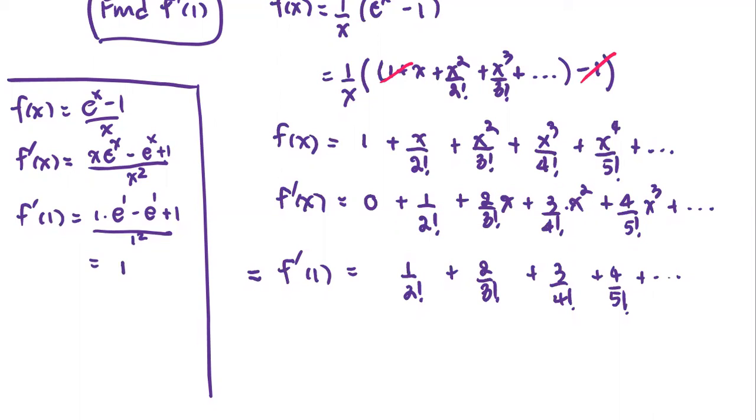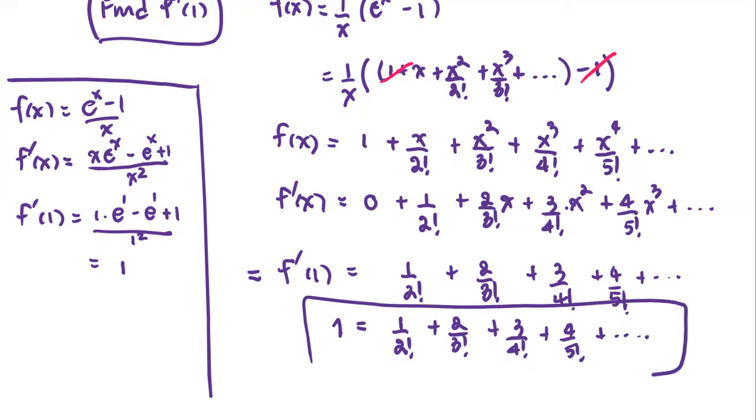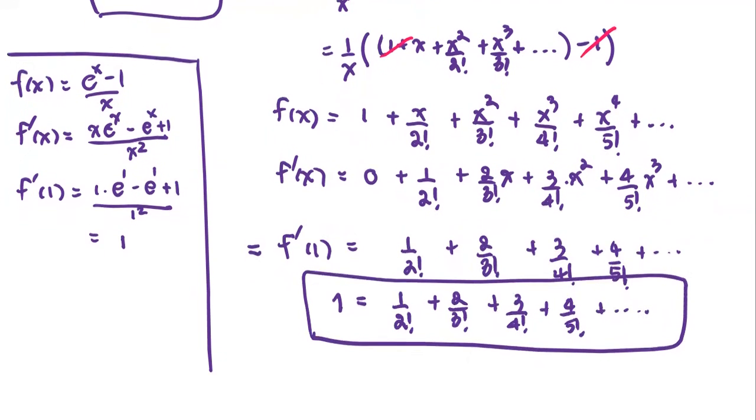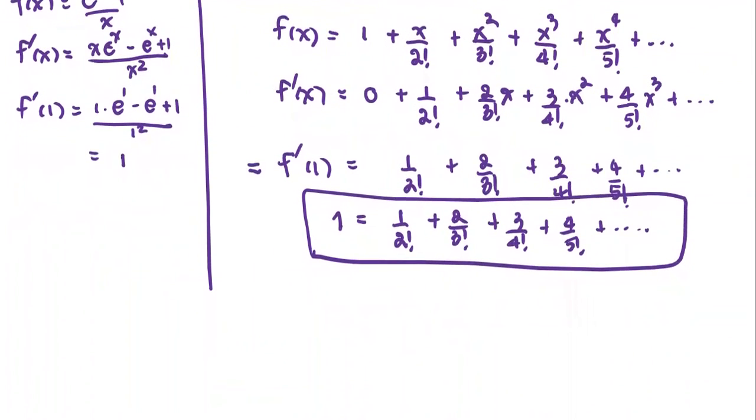It means f prime at 1, or the value 1, can be rewritten as the sum of the terms 1 over 2 factorial plus 2 over 3 factorial plus 3 over 4 factorial plus 4 over 5 factorial and so forth. So the real number can be represented by the infinite series, or the Maclaurin series.